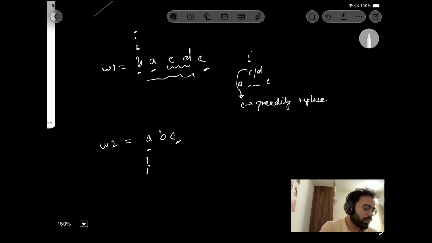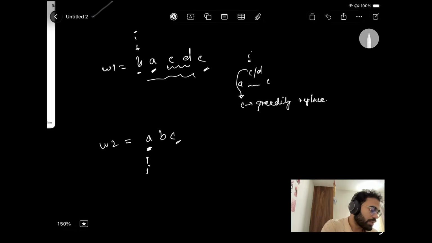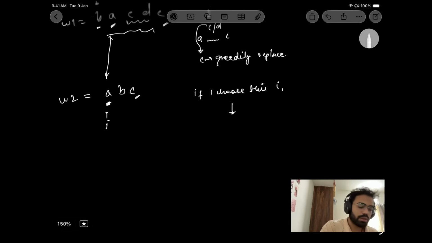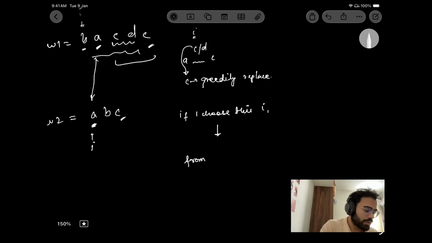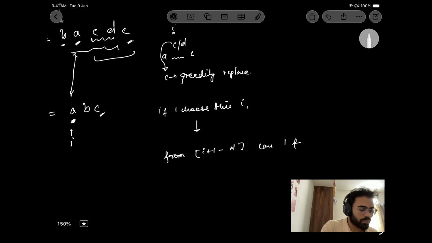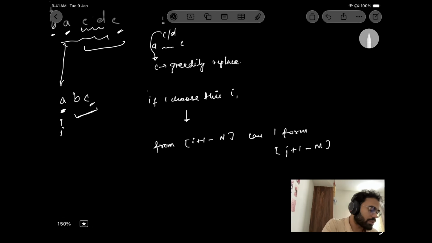Now, how? At any point, if we want to do this, what question do we need to answer? See, let's say this matches. B does not equal A, but these two A are equal. So what do I have to answer? If I choose this I, then from this CDC, that is positions I plus 1 to n, can I form this B C, whatever is left, that is J plus 1 to m? This we have to answer. This is the important part.